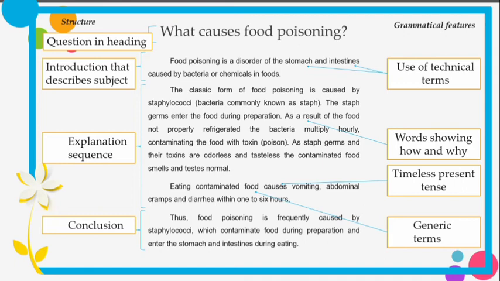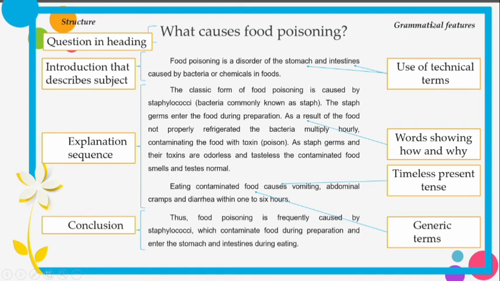For the first paragraph, it's a general statement or introduction about food poisoning. What is food poisoning? And the second and the third paragraph are called the sequence explanation of the process of food poisoning. And the last paragraph is called the conclusion. That's the structure of this text.